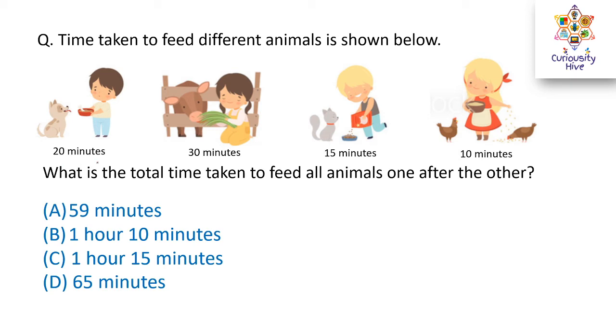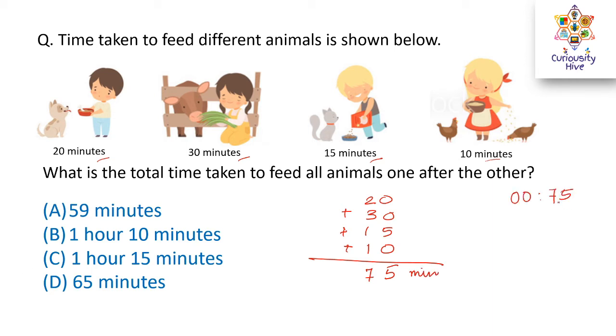So first rule of calculation is to have them in the same unit. So we have all of them in the same unit, that is minutes. So we can just add 20 plus 30 plus 15 plus 10 without any conversion. So this will be equal to 5 in 1's place and 7 in 10's place, so 75 minutes.